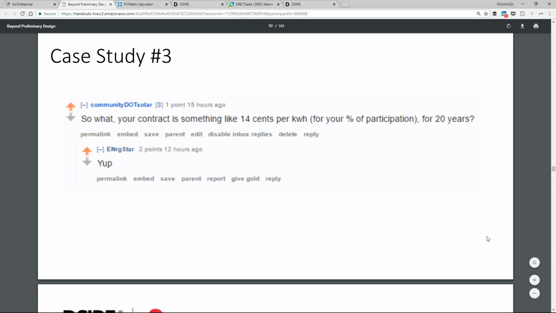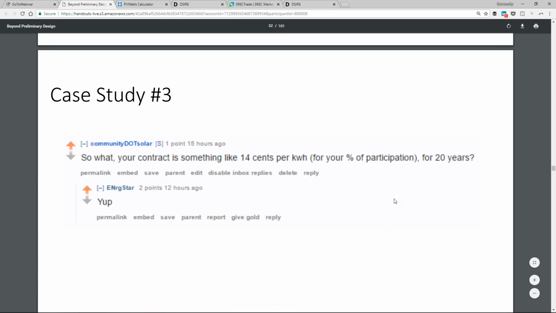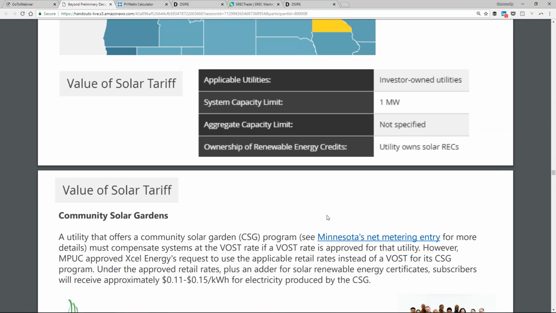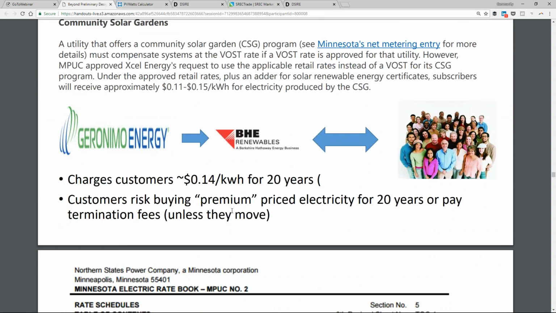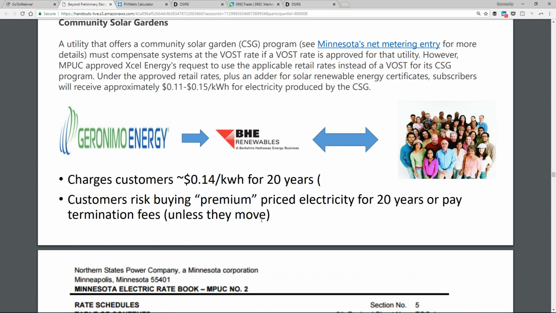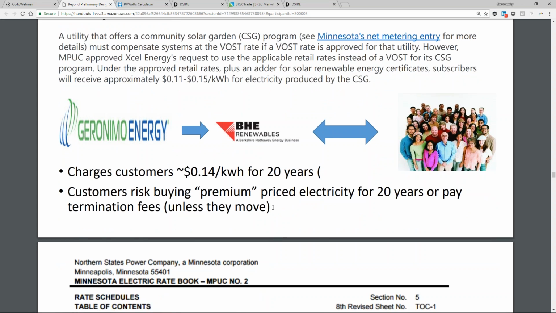Since I'm a little lost on my time, let me finish out this case study, and then we'll take a break. So I asked him what his contract was like, and his contract was actually at 14 cents a kilowatt hour for a 20-year contract, rather than 13 cents with a small rate escalator over 25 years. But they're in the same group. And so what we want to see is that the community solar project is 14 cents for 20 years. The customers risk buying a premium for 20 years.